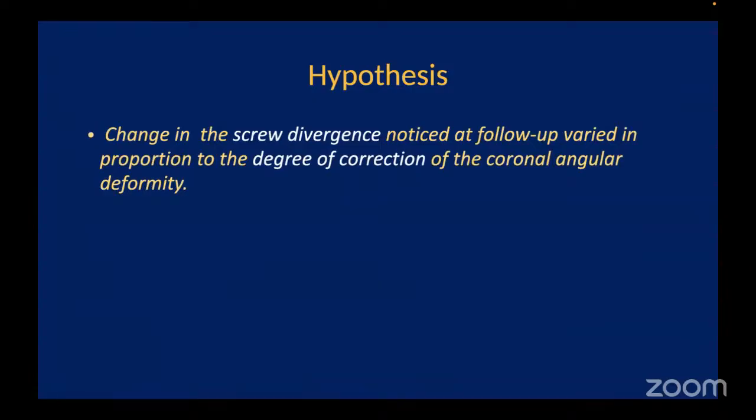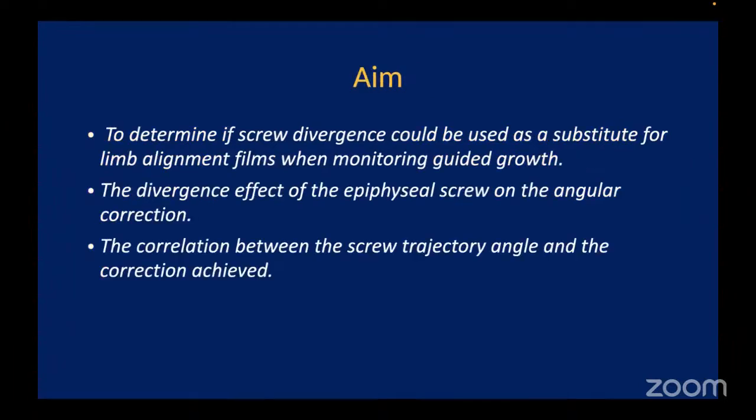Yes, sir. The hypothesis of the study was that the change in the screw divergence noticed at the follow-up varied in proportion to the degree of correction of the coronal angular deformity. Am I audible, sir? Yes. Okay, sir. The aim of the study was to determine if the screw divergence could be used as a substitute for limb alignment films when monitoring guided growth, and the divergence effect of the epiphyseal screw on the angular correction. Or the correlation between the screw trajectory angle and the correction achieved could be measured.